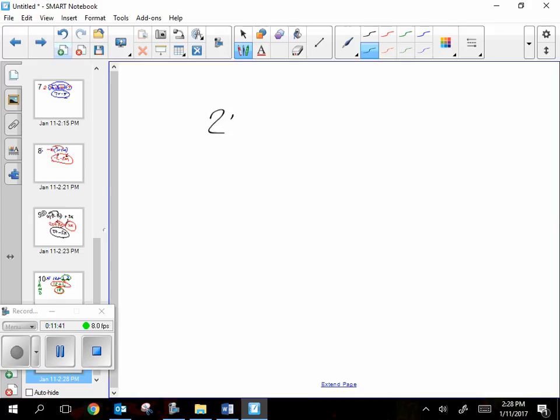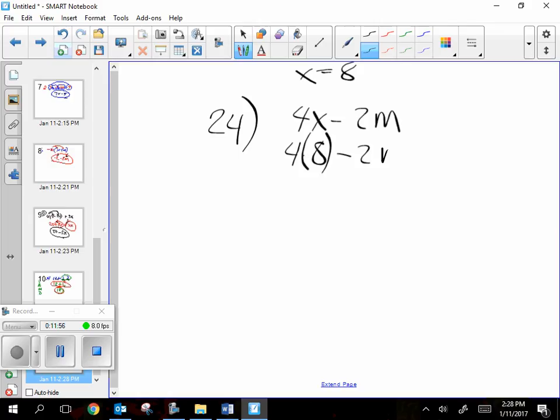So number 24 here is 4x minus 2m. And I see x at the top. It says at the top x equals 8. So I'm putting in an 8. I like to put it in parentheses. But wait, what else can I swap in there? How about the m? What's the m? A 3. So I'm going to replace the m with a 3.